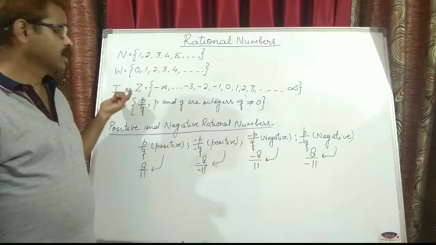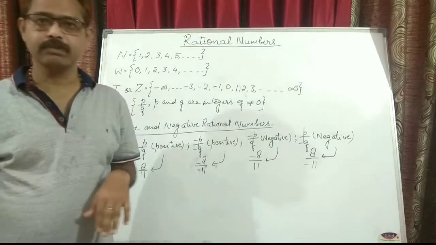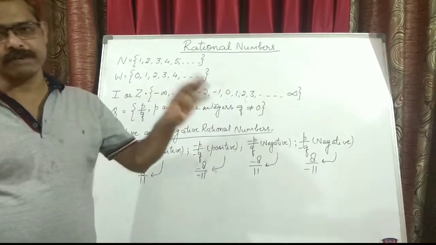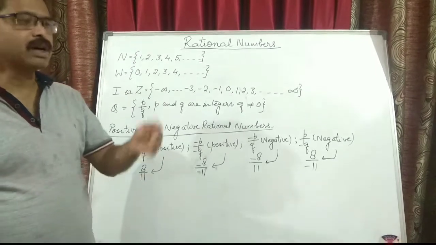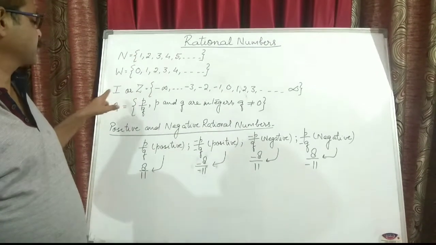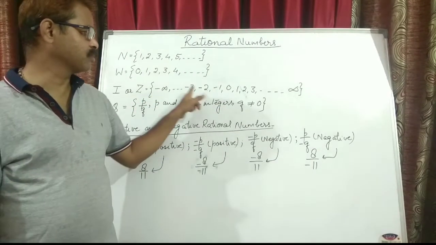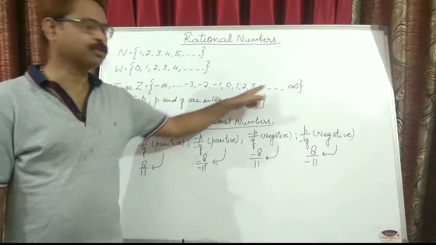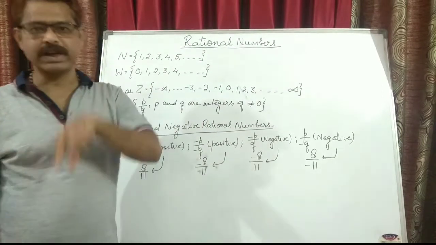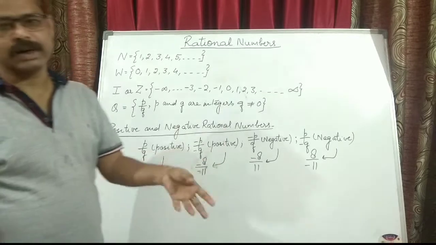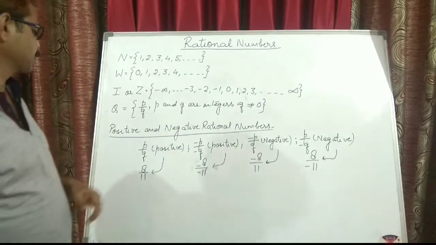Now what are integers? Integers are all the negative numbers, all the positive numbers as well as 0. All the three types of numbers, negative, positive and 0, they make a set of integers. It is represented by I or Z. From minus infinity to minus 3, minus 2, minus 1, 0, 1, 2, 3 up to infinity. Means from minus infinity to plus infinity, all the numbers that come are in the set of integers.